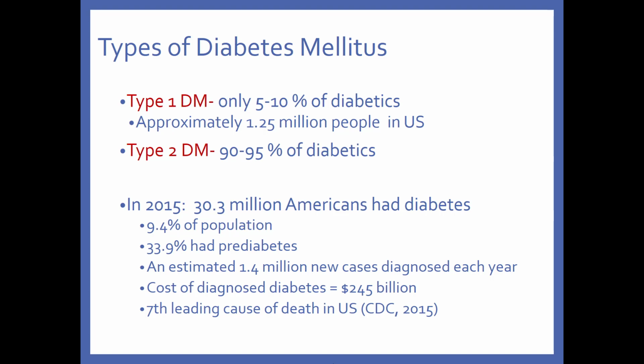To give you some statistics, in 2015, 30.3 million Americans had diabetes. That's 9.4% of the population. Along with that, of those that were known to have diagnosed with diabetes, there's also 33.9% that had what we call pre-diabetes, on that edge of heading over into a state of diabetes. And then an estimated 1.4 million new cases they estimate will be diagnosed each year. And the cost of this, treating diabetes and just health management, correlates to about $245 billion. And then diabetes is the 7th leading cause of death in the United States.